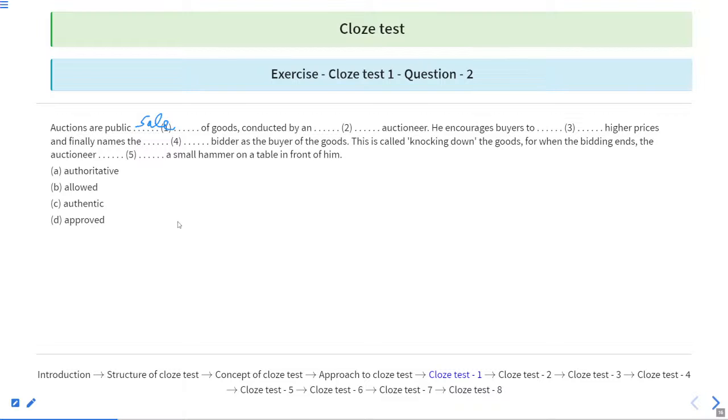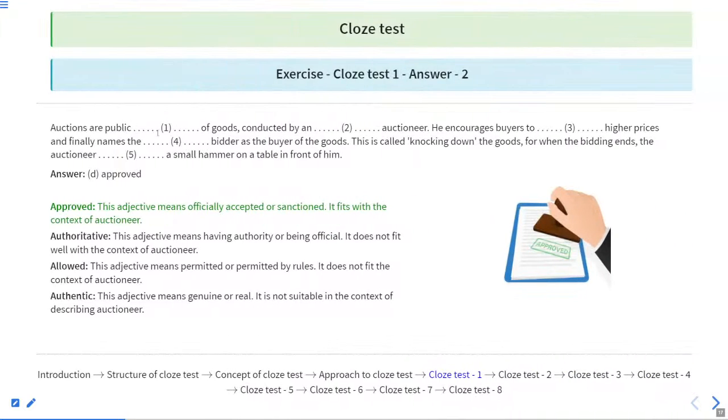Let us look at the answer now. Auctions are public sale of goods conducted by an approved auctioneer. Why approved? Because this adjective means somebody who is officially accepted or sanctioned. It fits within the context of an auctioneer. If we had used the word authoritative, it would have been wrong. Why? Because he is not appointed by authority to conduct the auction.